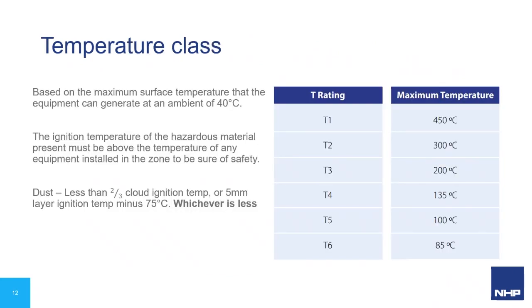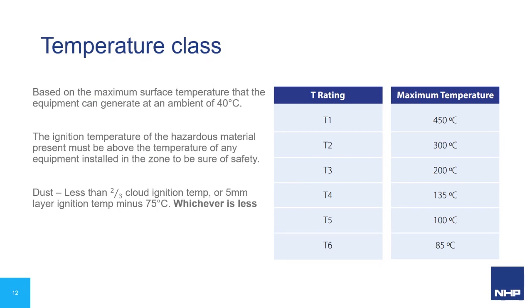Now, along with the group of flammable material, we can also classify a temperature class. So this is a method of choosing equipment which remains below the ignition temperature of the surrounding explosive atmosphere. And these are split into 6 T ratings from 1 to 6 shown here. And they're effectively based on the maximum surface temperature the equipment can generate at a standard ambient of 40 degrees Celsius. And you can just see here, T1 is the highest, so this surface temperature would be 450 degrees, and T6 is the lowest, so the surface temperature would be 85 degrees.